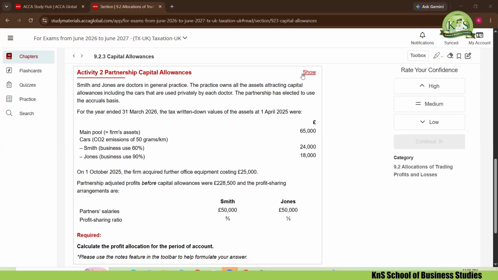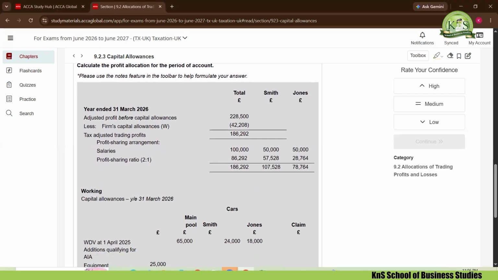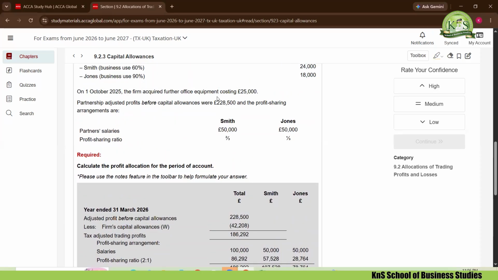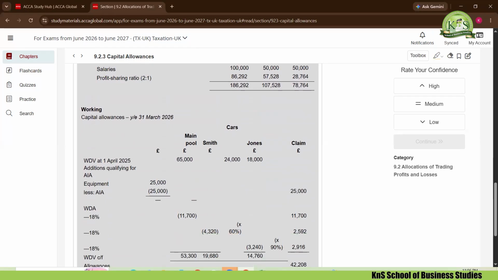I'm just showing it here so you can check your calculation, and if any mistake has occurred, you can rectify. So adjusted profit before capital allowances, it is given in the question. 228,500. We will just put it over here. You need capital allowances. So we will find out the capital allowances. So let's go to the working.